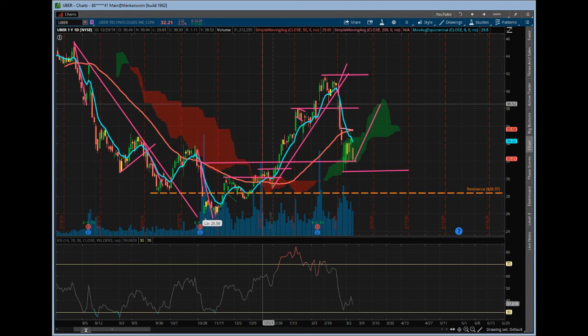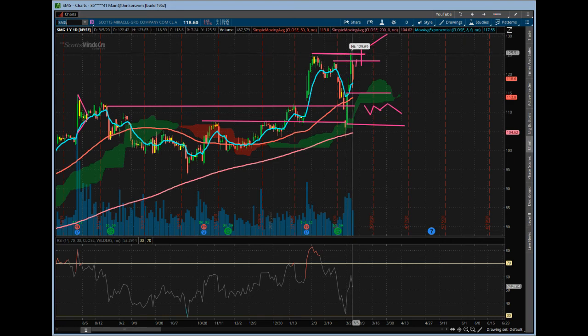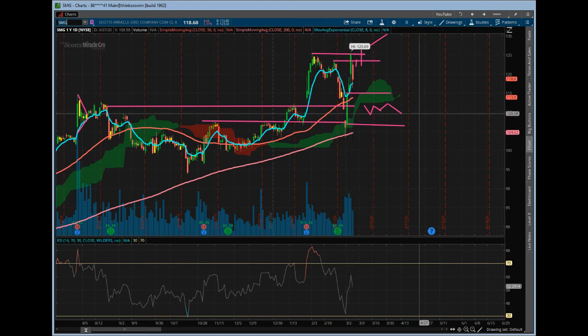And yep, SMG, exactly. So SMG is Scott's Miracle-Gro. So we just want to see if this thing can kind of get some strength here and get above these levels. That would be the ideal. So otherwise, we got a couple levels that might get tested below.